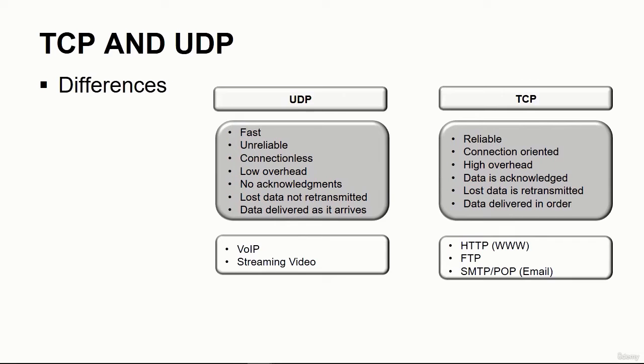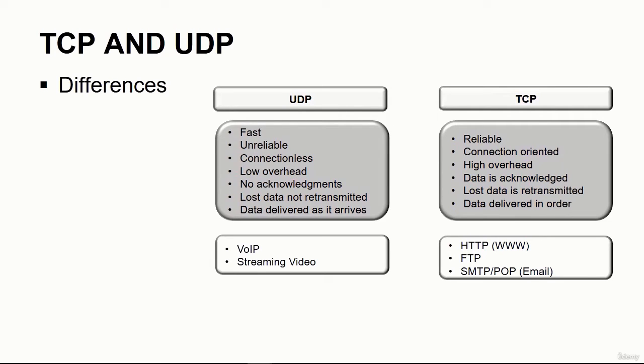Let's take a look at some of the differences between the two protocols, starting with TCP. TCP is a full-featured, connection-oriented, and reliable transport protocol used by applications. It has high overhead, it requires acknowledgments of transmitted data, and it requires the retransmission of data if that data happens to get lost between sender and receiver. Protocols that need the reliable features of TCP include HTTP, FTP, SMTP, and POP.